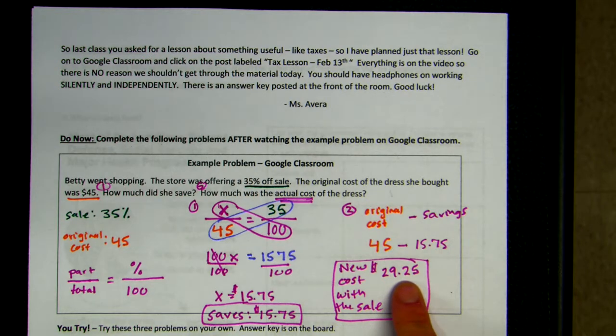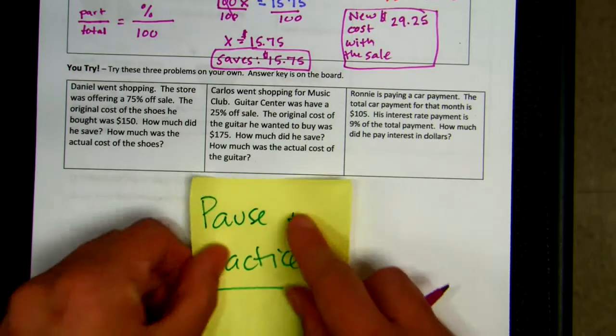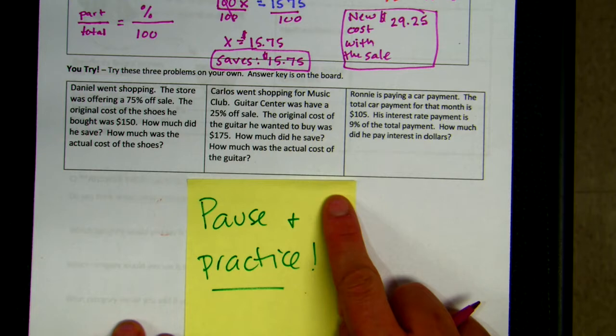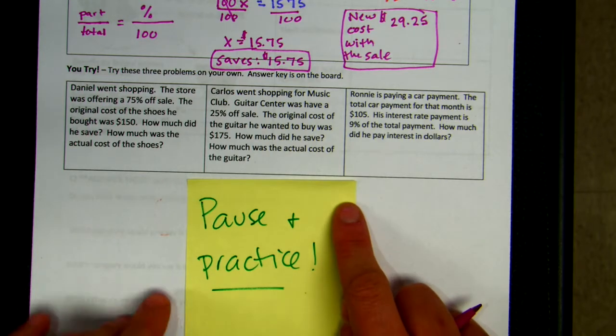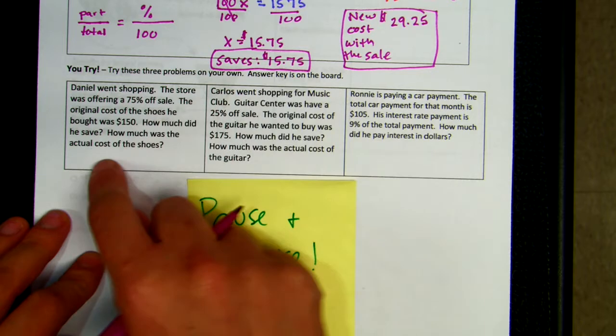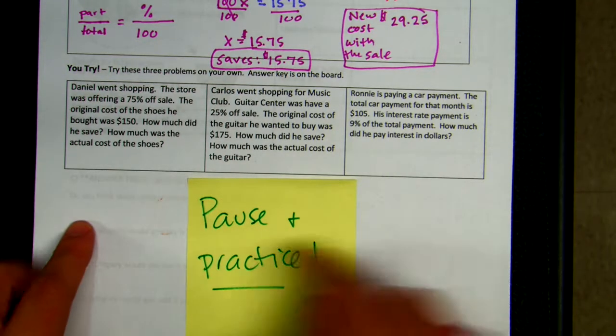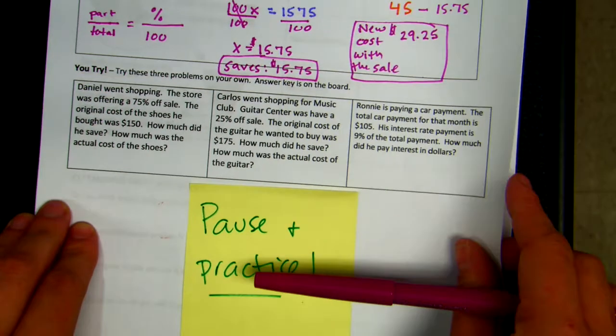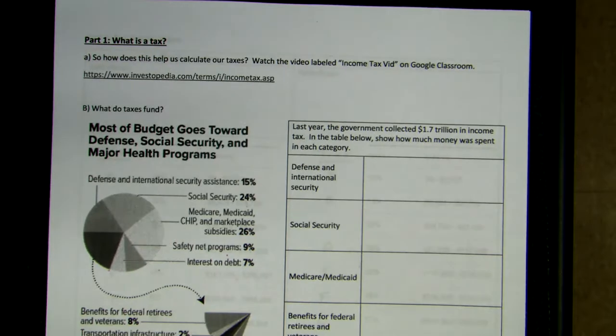$29.25. Okay, what you are going to do next is you are going to pause and practice on these 3 problems right here. Check answers on the board in the front. The answer key is on the board to check your answers. So pause and practice these 3 questions here. When you are ready to move on, unpause the video, and we will continue with part 1.